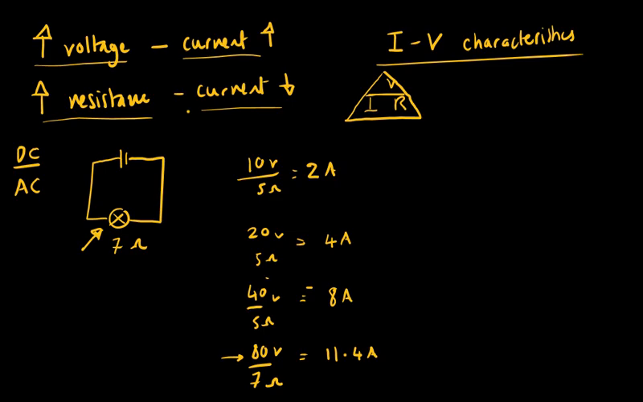And then if I push the voltage up higher still, say to 90 volts, the filament is going to get hotter, which is going to increase the resistance more. So let's imagine it increases to 7.5 perhaps. Then I'm going to have a current of 12.